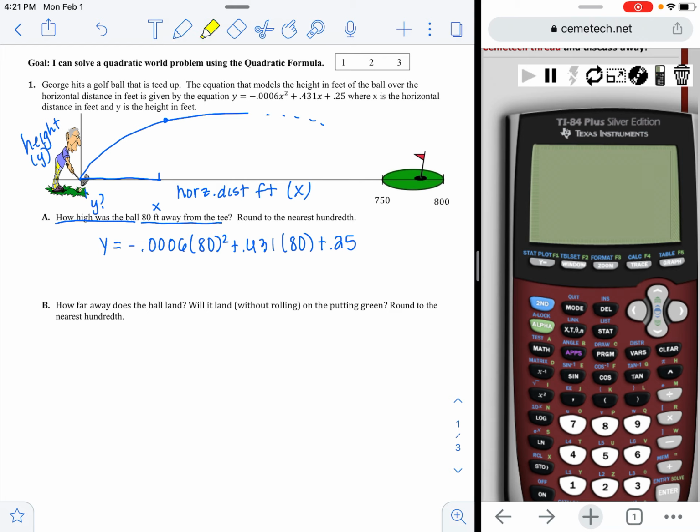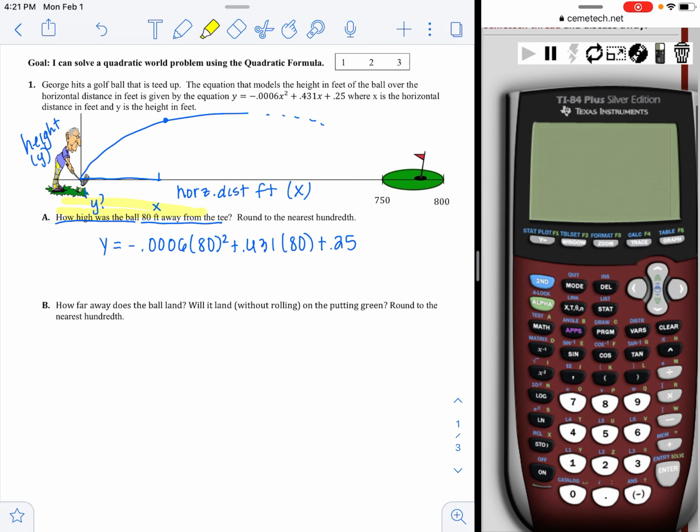Okay, so pay attention, do what I'm doing up here and labeling: what was I given? What am I finding? Okay, now I'm ready to use my calculator to get this. So I'm going to do negative 0.0006 parentheses 80, close it, square it. The square button is right above the button that says LOG. And then I have plus 0.431 parentheses 80, close it, plus 0.25, enter.